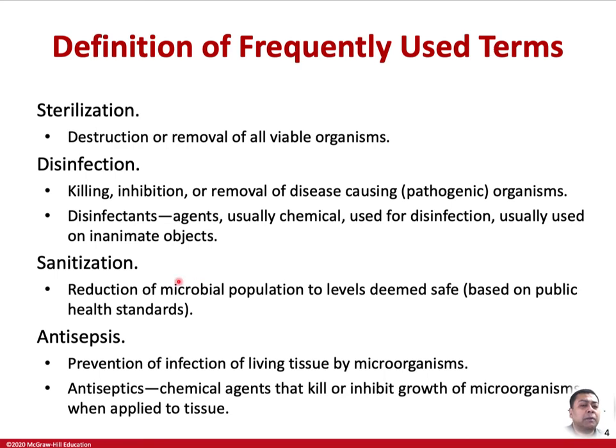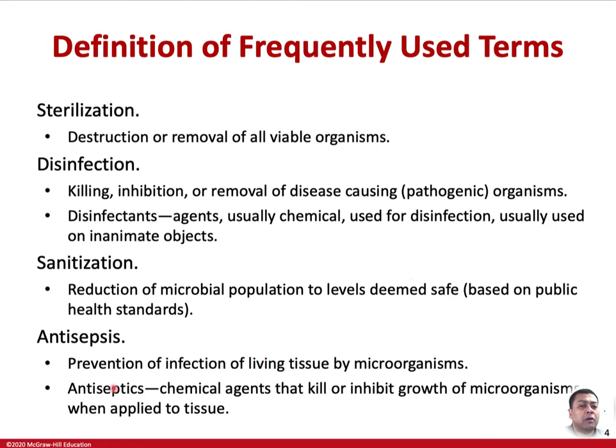So for example, when we do dishwashing in a public restaurant, we do this process to reduce the levels of pathogens to public health standards. That does not mean that the sanitization process removes 100% of the vegetative cells. That's the difference between disinfection and sanitization. Sanitization reduces the microbial population to a level which is safe.